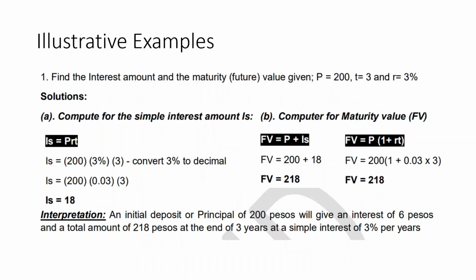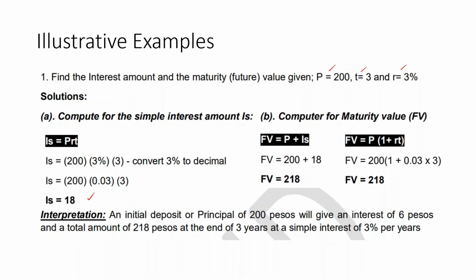Let us present the illustrative examples. Number 1, find the interest amount and the maturity or future value given principal as 200, time as 3 years, and rate as 3%. Based on the given, we need to compute first for the simple interest for us to get the maturity value. So, for the simple interest, IS is equal to PRT. That is 200 times 3% times 3. Computing it further, that is 200 times 0.03 times 3. So, our interest is 18.